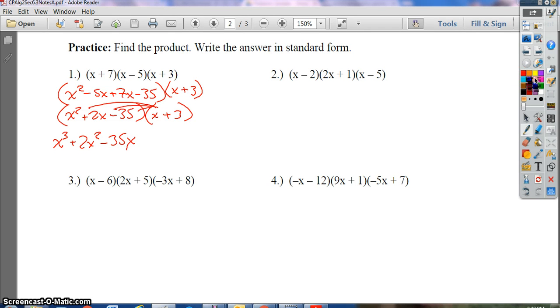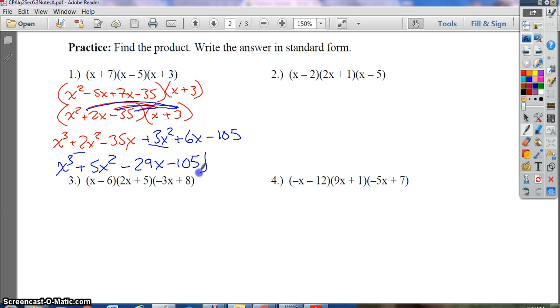And now I'm going to multiply my 3 into all three of these. So I'm going to get 3x squared plus 6x and minus 105. Okay, like terms, x cubed stands alone. Looks like I'm ending up with 5x squared minus 29x minus 105.